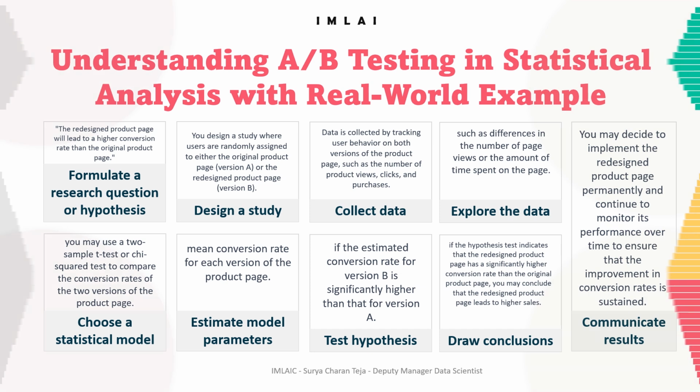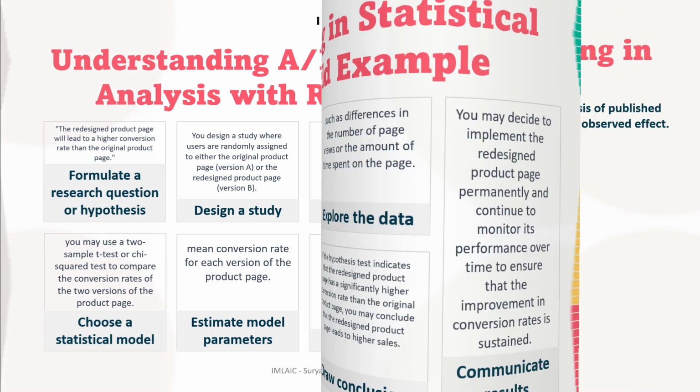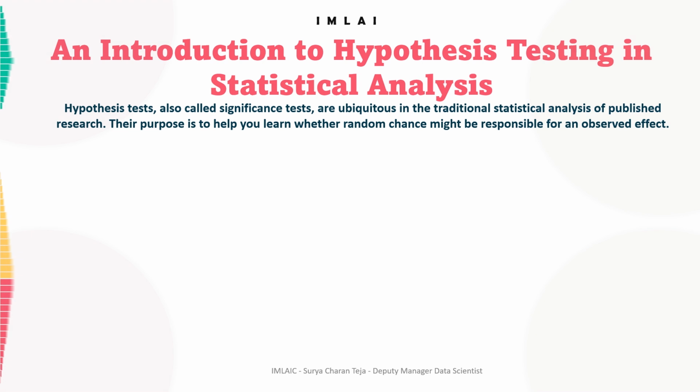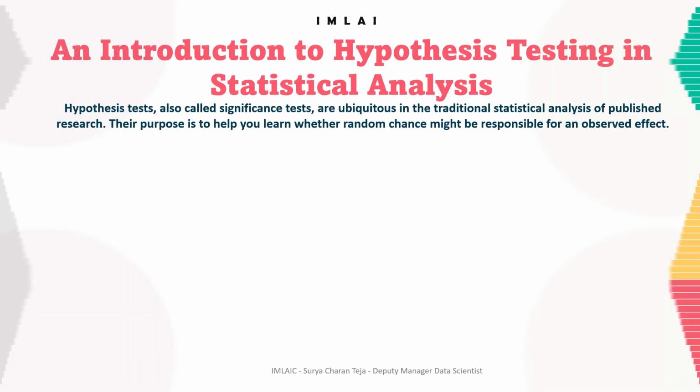Now let's look into the most important testing, that is hypothesis testing. A hypothesis test is also called a significance test. Hypothesis tests are ubiquitous in the traditional statistical analysis of published research. Their purpose is to help you learn whether random chance might be responsible for an observed effect.